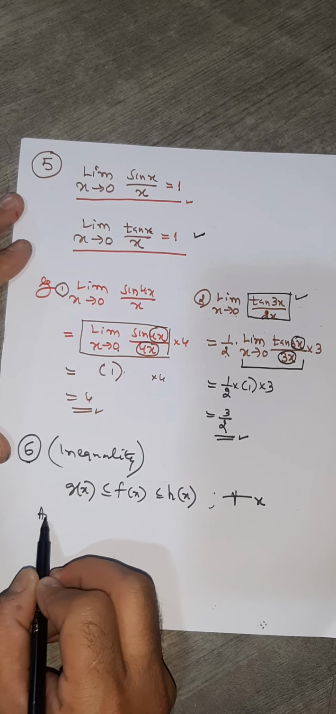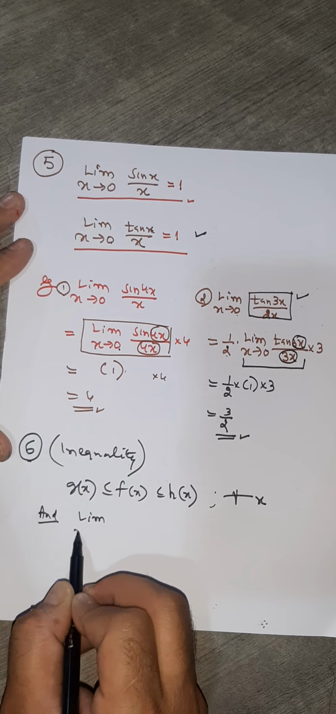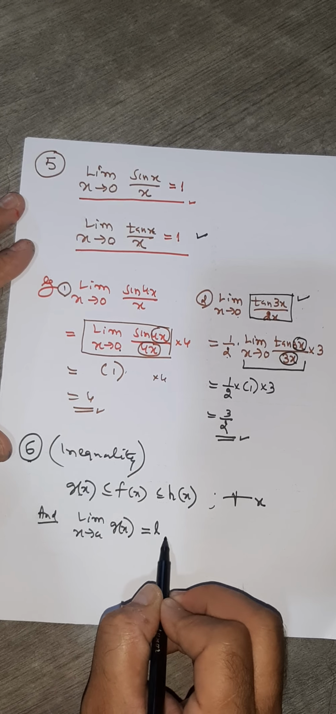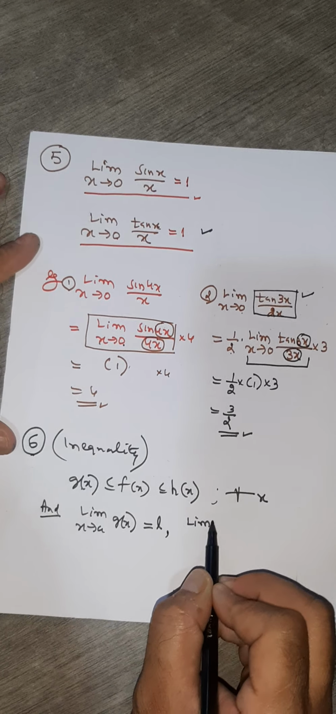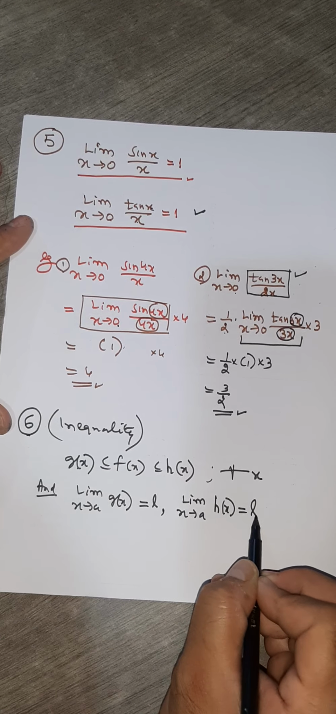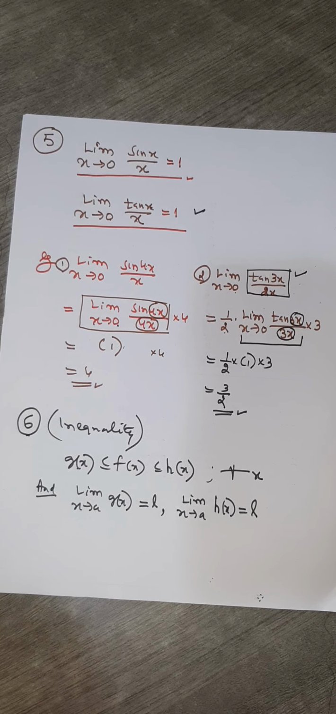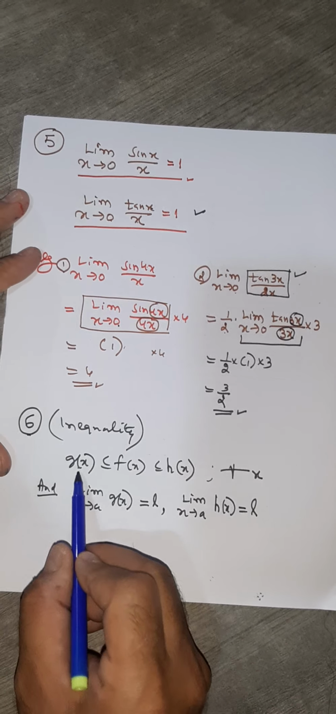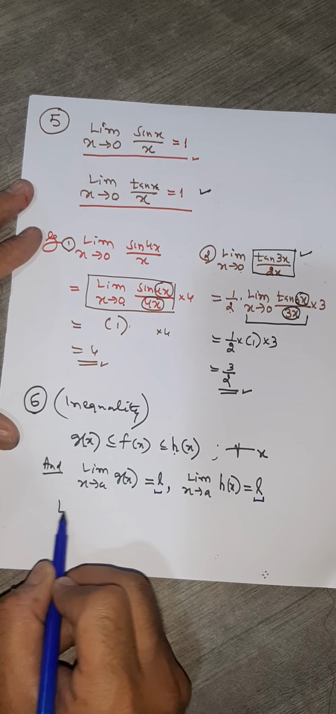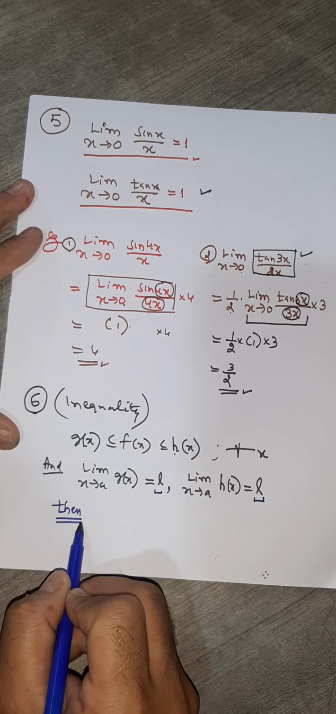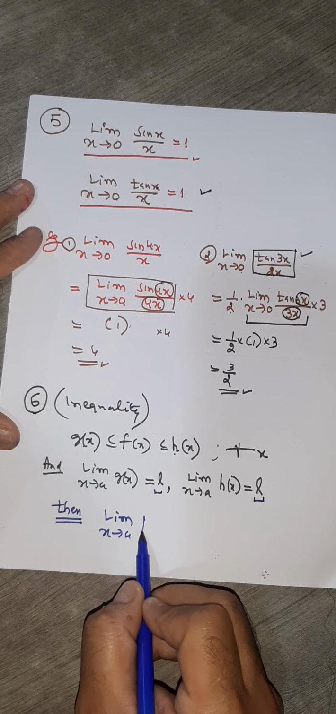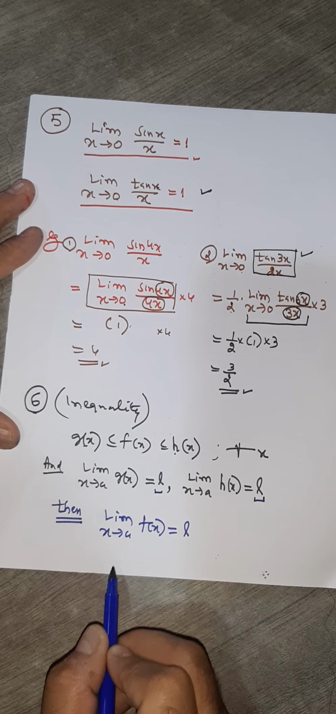And limit x tends to a of g(x) is L, some number. Limit x tends to a of h(x) is also L. So the two extreme functions are very close to L. This function is close to L, this function is close to L. The conclusion is here, then this is the conclusion: the middle function is also very close to L. Right? That's the conclusion.